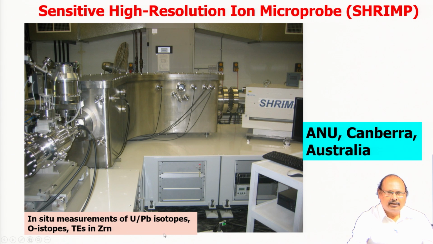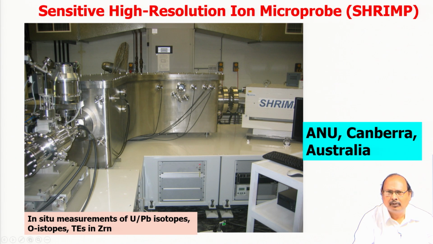You can measure uranium-lead isotope ratios, you can also measure oxygen isotopes and trace elements in zircon, and this is the machine, which is called a sensitive high resolution ion microprobe. This is from Australian National University, Canberra, Australia, and this machine is also there in Curtin University and in many other places in the world.